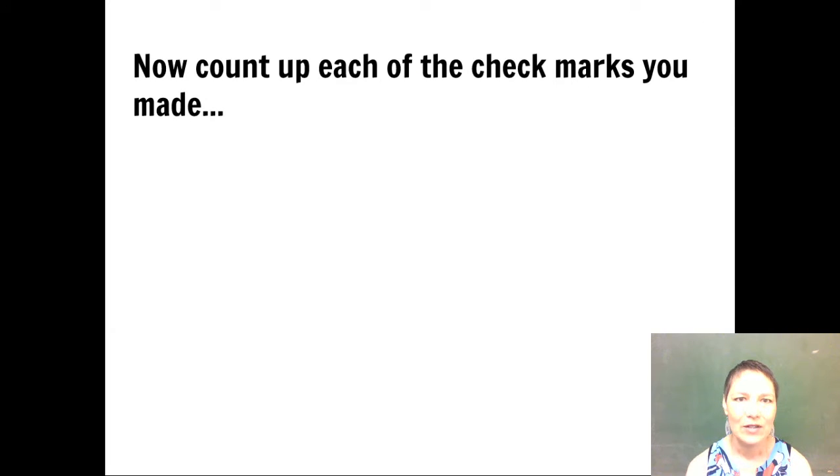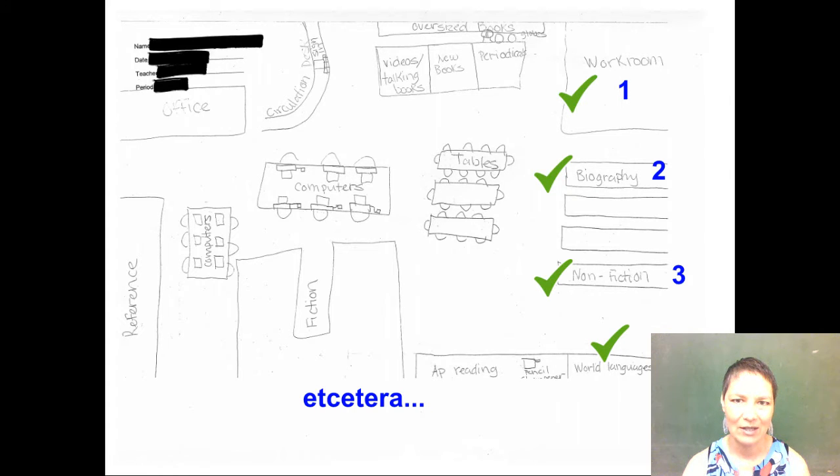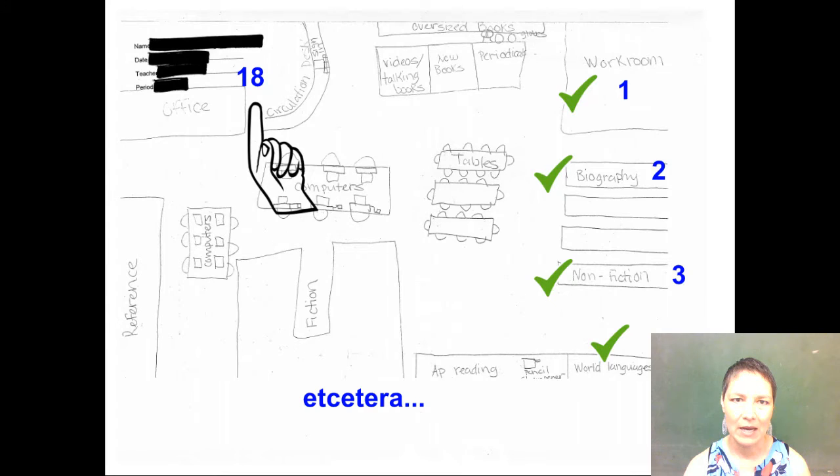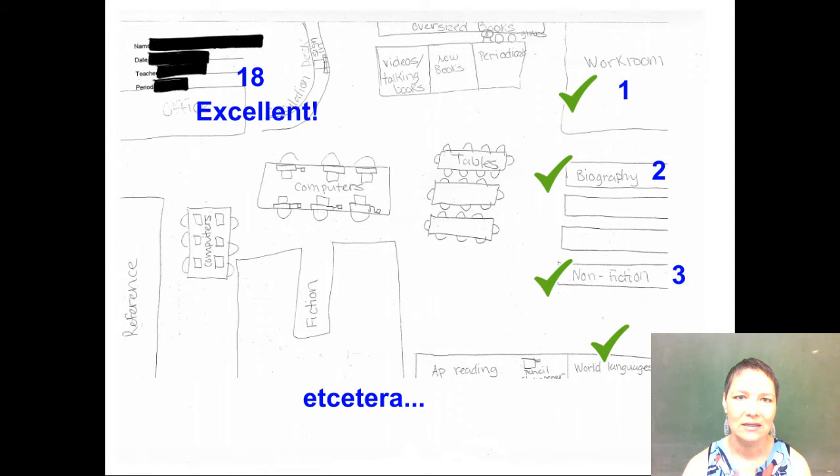All right, so now you're going to count up each of the check marks that you made. You'll go 1, 2, 3, 4, etc. Count up how many check marks there are on the paper, and turn the paper so that the student's name is in the top left corner. Then you're going to write the total number of check marks you made at the top of the paper near the student's name, like this. The student got 18 check marks, so I wrote an 18 up there in the top left area.